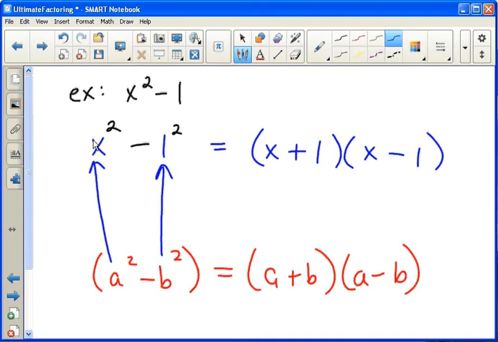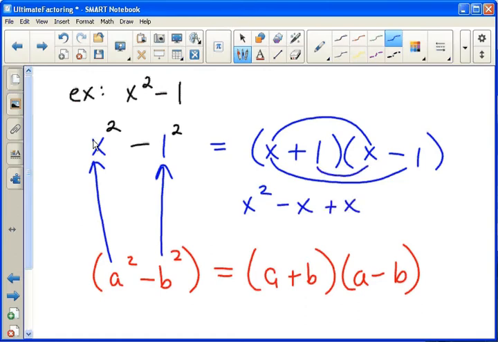Remember, first terms, x times x, that's x squared. Outer terms, x times negative 1 is negative x. Inner terms, 1 times x is positive 1x. And then last, 1 times negative 1 is negative 1. So if you notice, these middle terms here just cancel each other out, leaving just x squared minus 1, which is exactly what we started with. So that confirms that our answer is correct.